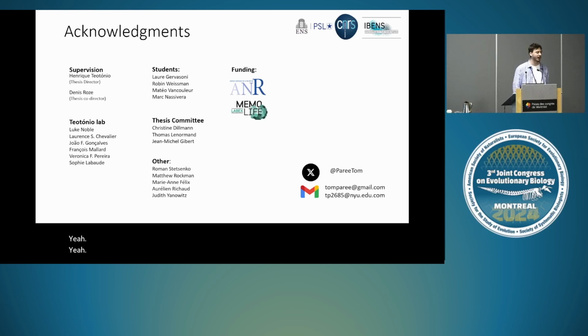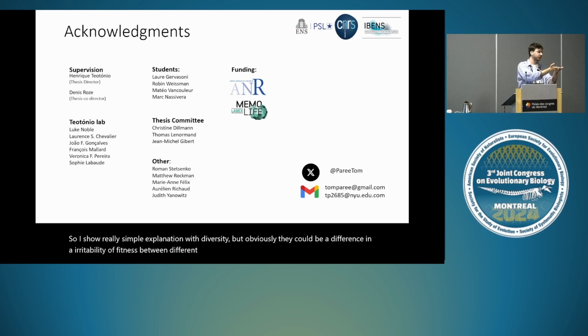So yeah, I showed a really simple explanation with just genetic diversity, but obviously there could be a difference in heritability of fitness between different regions, notably because there are more genes in the center. But what we show is that there is more heritability for fitness in the periphery of the chromosome, at least in our population. And maybe one of the reasons for that is we know that in the center of the C. elegans chromosomes there are a lot of essential genes that may not be really diverse, because when we mutate them, the mutations are probably deleterious and purged. And so there might not be a lot of heritability for fitness, despite there being a lot of genes.